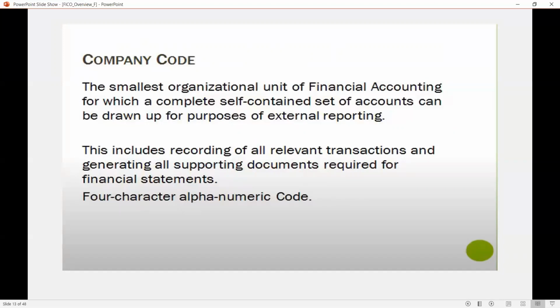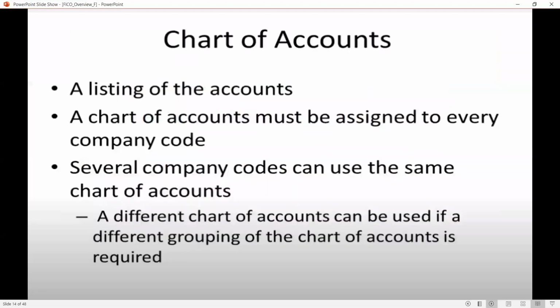And a company code is always a four character alphanumeric code. So it can be an alphanumeric company code. So it is always recognized with a 4-digit code.